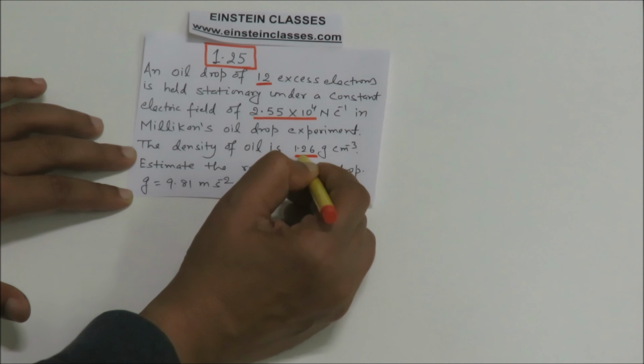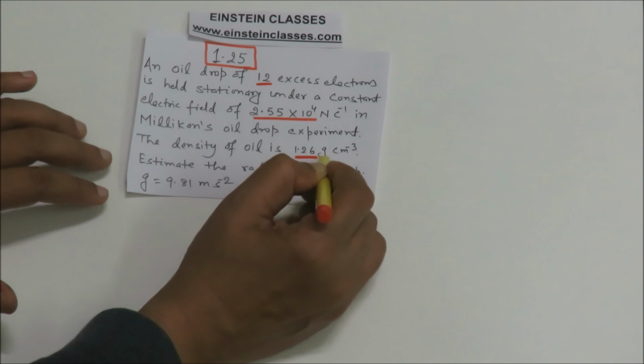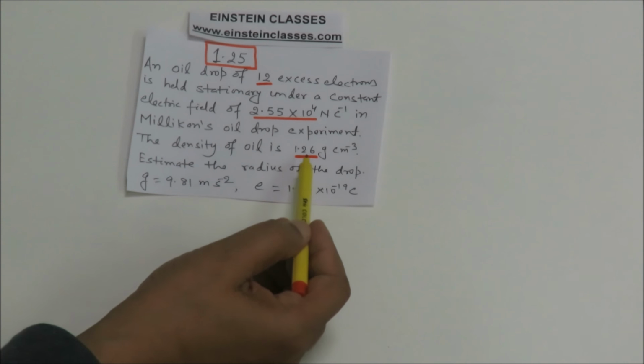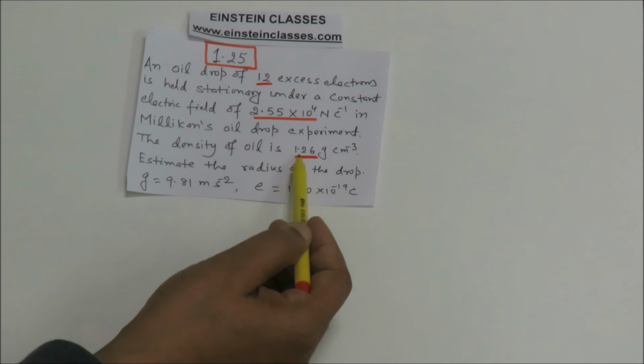As per my knowledge, the density of the oil which is given in this problem is wrong. If the density is taken as 1.26 gram per cubic centimeter, then this density will be greater than the density of water. And if the density of the oil is greater than the density of the water, then oil cannot float on water, right?